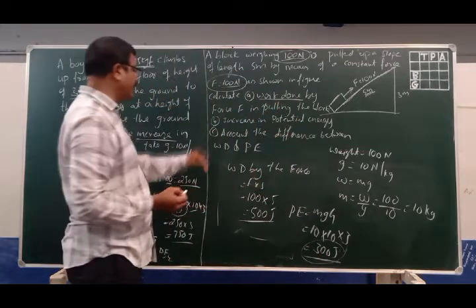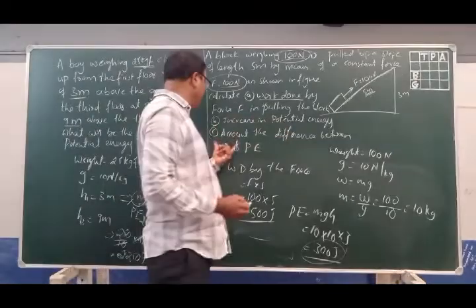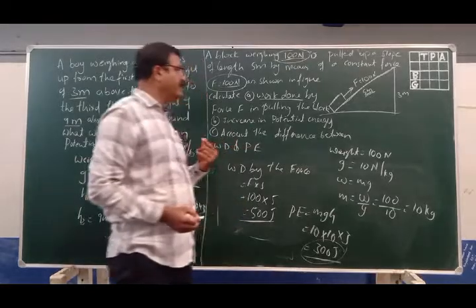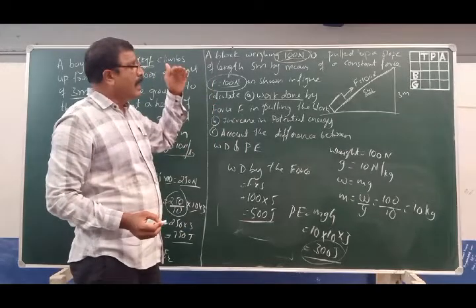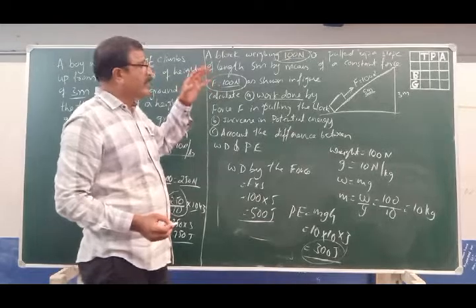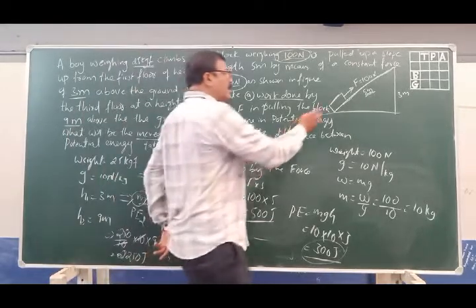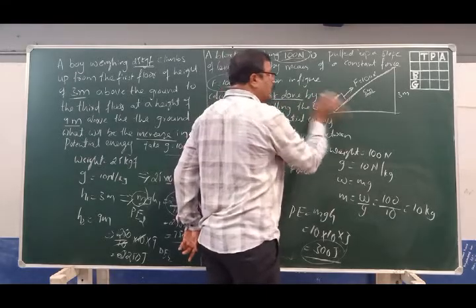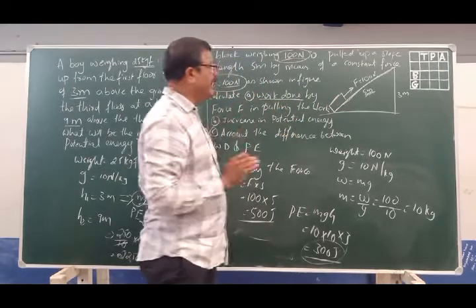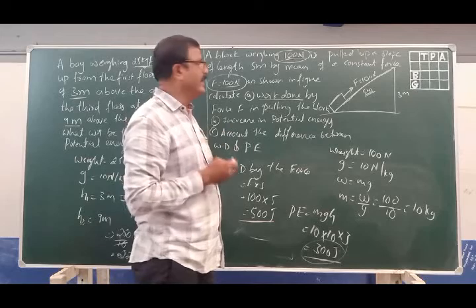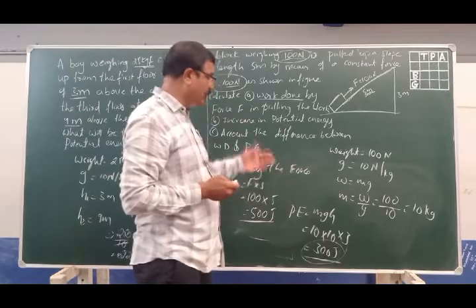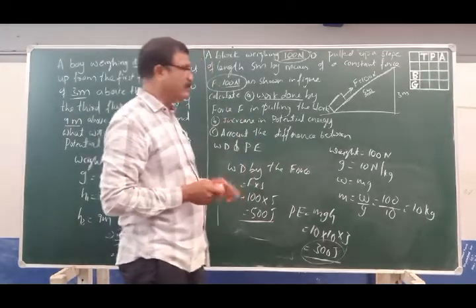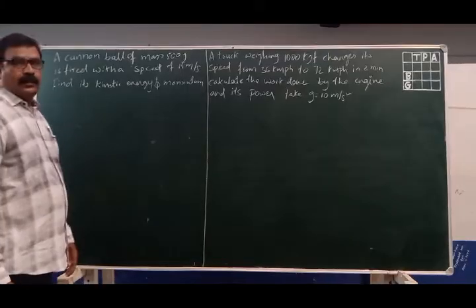The last question is to account for the difference between the work done on the body and the potential energy. Some of the work you have done will be lost due to the friction between these two bodies in the form of heat. That is what we call degraded energy. So that is how we lose that 200 joules of energy. Okay, these are the two problems.